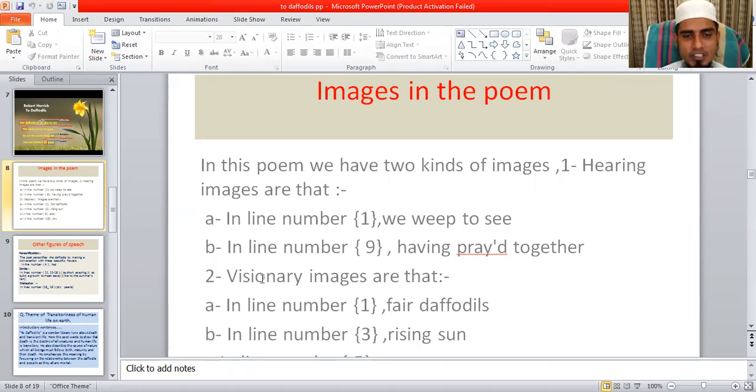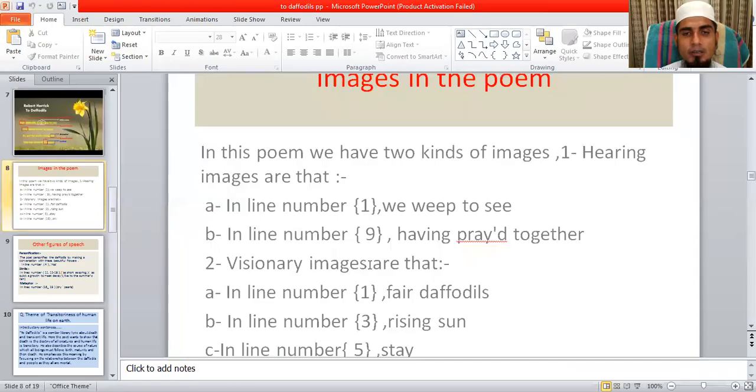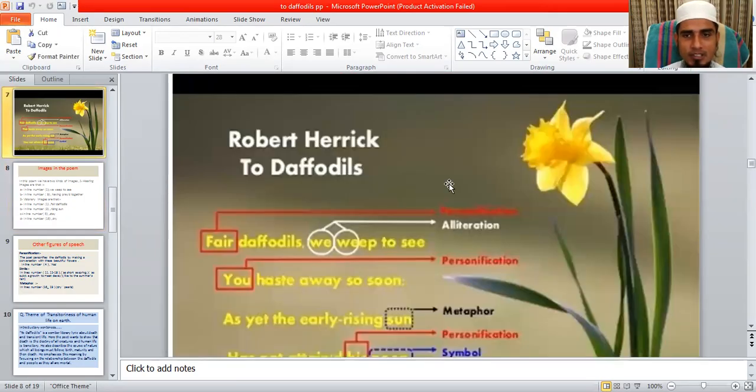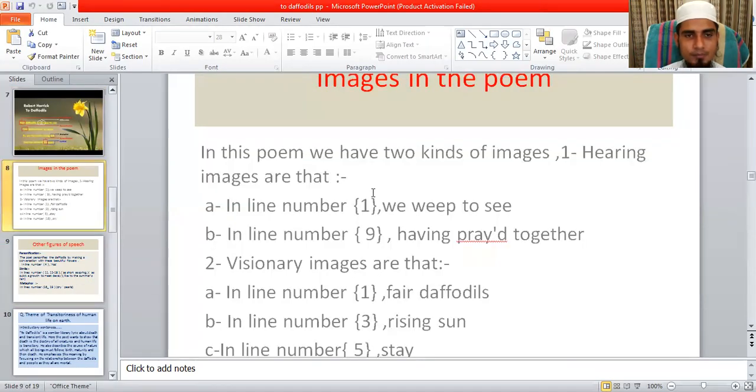Another important image, which is very common, is the visionary image. Whenever the poet creates such an image, it appears in our eyes, in our inner self, in our imagination. So the poet says in line number 1, "fair daffodils", beautiful daffodils. We think the daffodil flower is beautiful. The beautiful picture of the daffodil flower recollects in our mind. So whenever the poet says "fair daffodils", it creates a visionary image in our inner self.